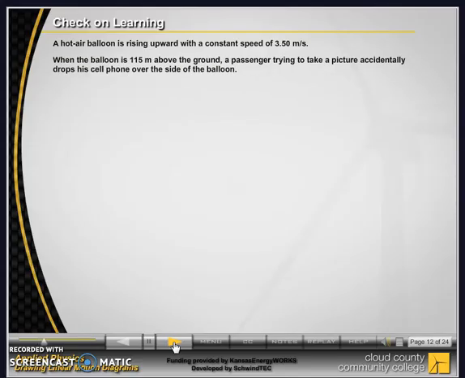Try another problem. On your own, draw the motion diagram associated with the problem as you do it. A hot air balloon is rising upward with a constant speed of 3.5 meters per second. When the balloon is 115 meters above the ground, a passenger trying to take a picture accidentally drops his cell phone over the side of the balloon. Ignoring air resistance, how much time elapses before the cell phone hits the ground?